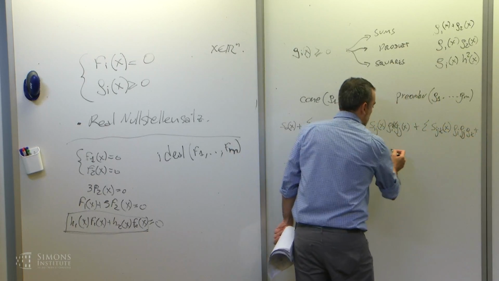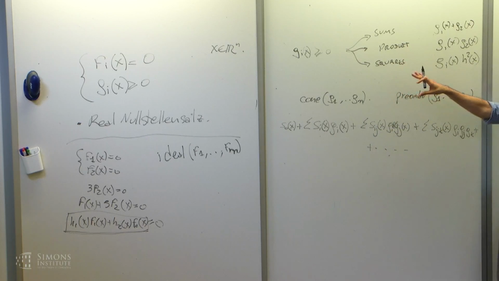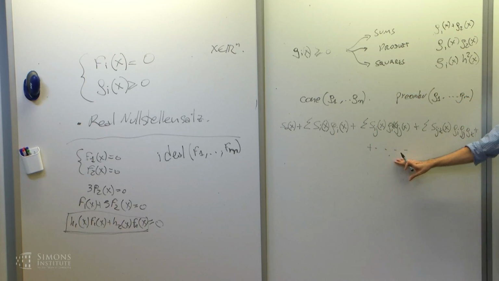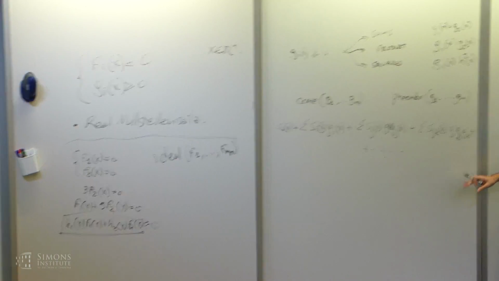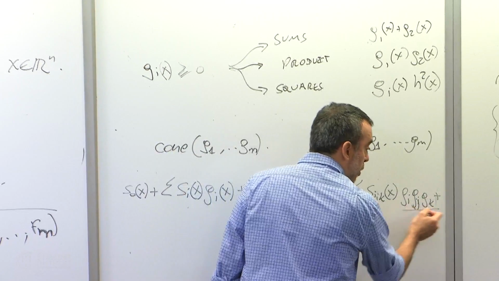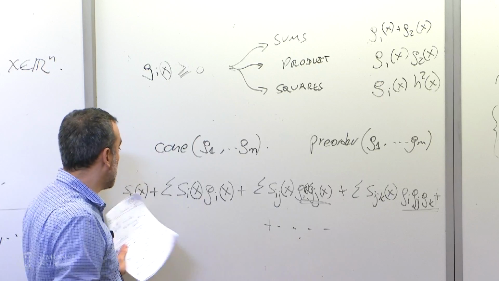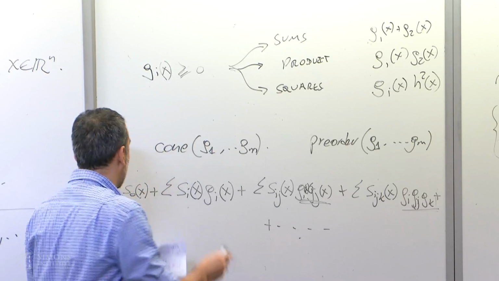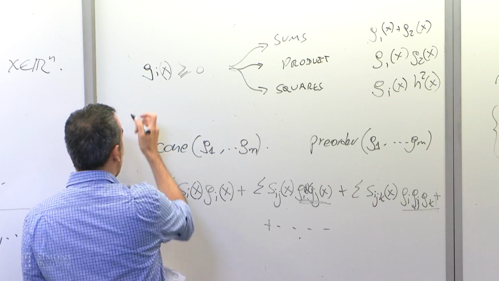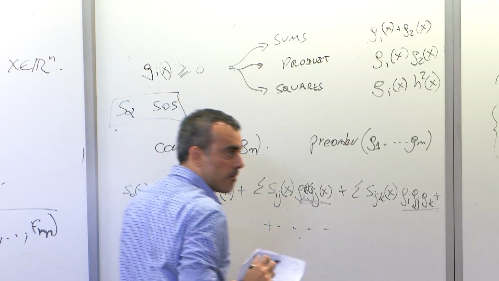Plus whatever. And this is a finite sum because I only have finitely many constraints. So at some point, this is going to end like sum of squares times the product of all my constraints. It's clear, or should be clear, that I only need square-free products in here, because if at any point you multiply a constraint by itself, you can just put it in here with the squares. So all my S sub alphas are sums of squares, or polynomials which are sums of squares.